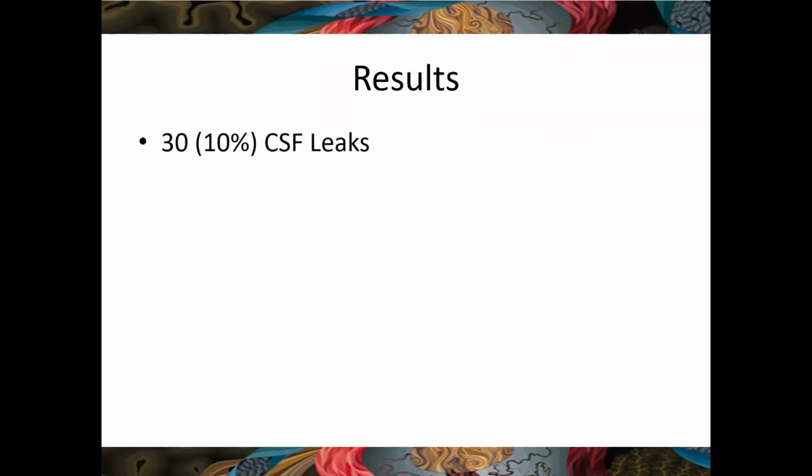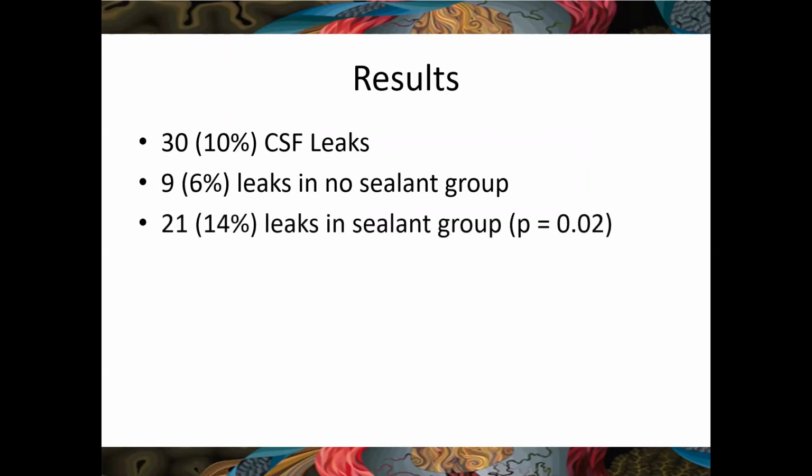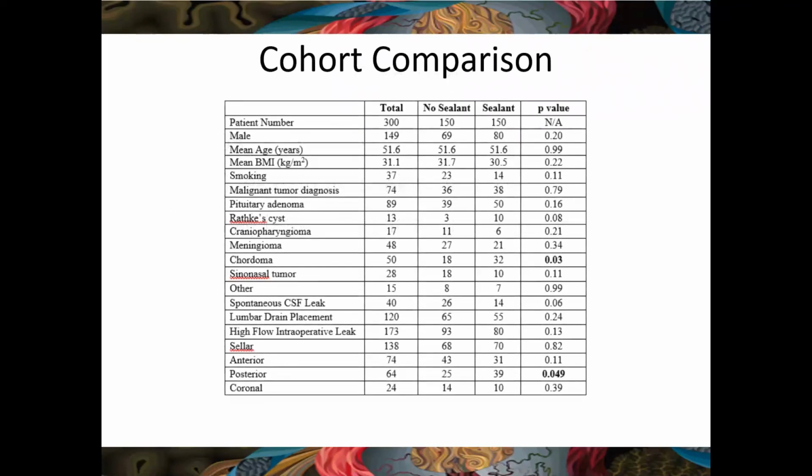So overall, there were 30 postoperative leaks. In the no sealant group, there were 9 leaks. And interestingly, there were actually 21 leaks, more leaks than in the no sealant group, when sealant was used. So this then raised the question, is this due to some confounding variable? Looking at a cohort comparison of the two groups, we see that chordomas and posterior fossa lesions were more common in the sealant group. However, when looking at the actual number of CSF leaks within chordoma and posterior fossa lesion, they were essentially the same. And obviously posterior fossa lesions are being driven by chordoma.